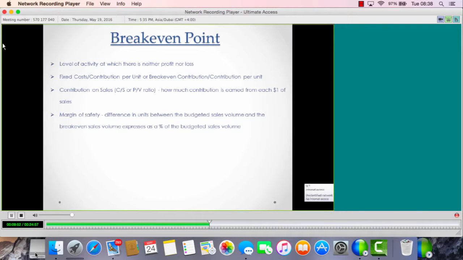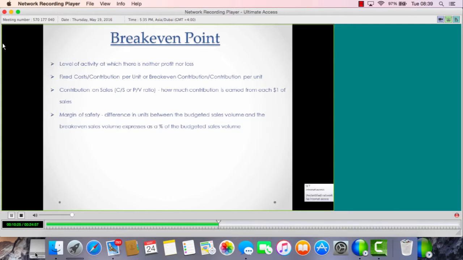Contribution to sales means for 1 pound of sales, how much contribution is generated. That is expressed in a percentage form. It's called the PV ratio, the profit volume ratio, but commonly used as the CS ratio. And the margin of safety is the difference between your budgeted sales and your break-even sales volume. Is it clear?